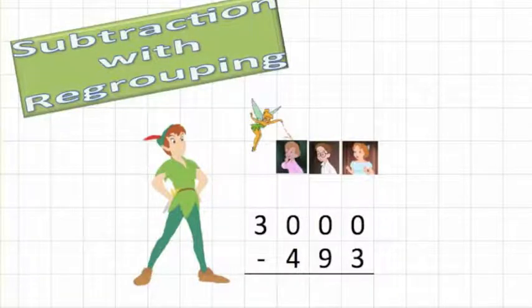Today we're going to look at subtraction with regrouping. And we're going to use the story of Peter Pan to help us. In this video, I'm not going to go over why regrouping works and what it's actually doing to the numbers. I'll show you a link to a website that does a good job about showing you that. In this one, we're just going to look at how to subtract using regrouping across zeros.